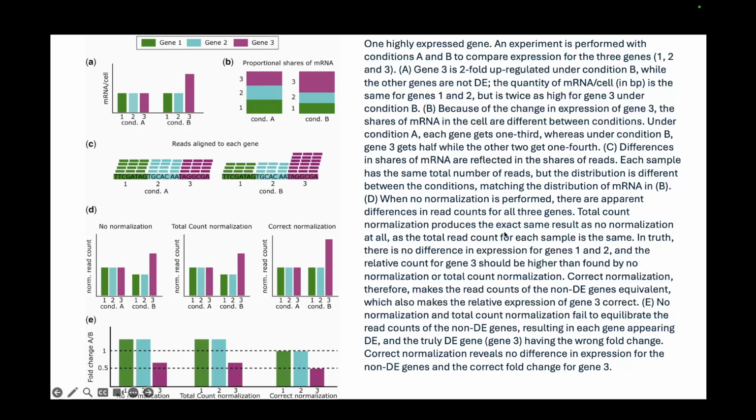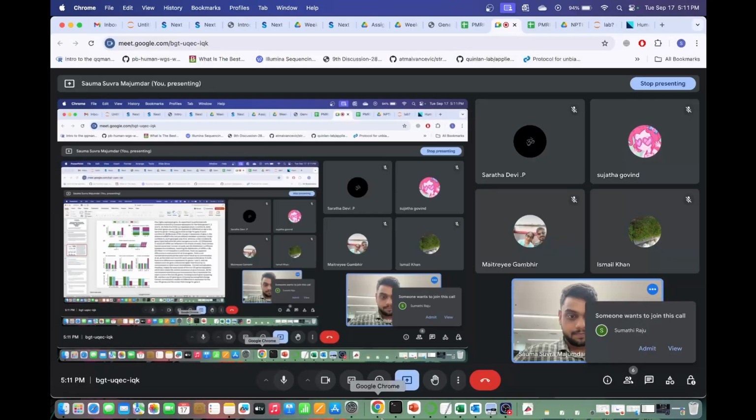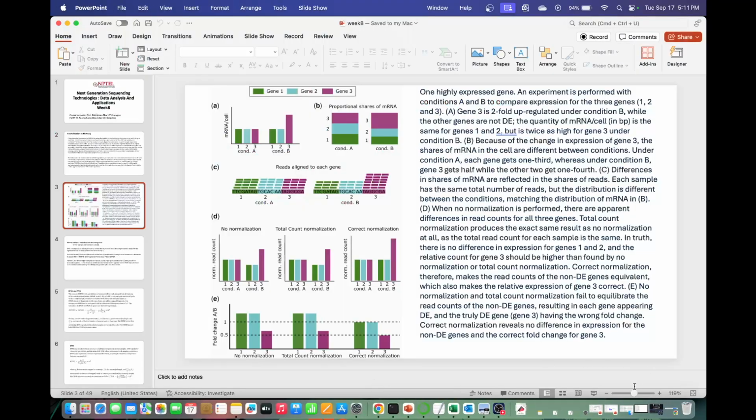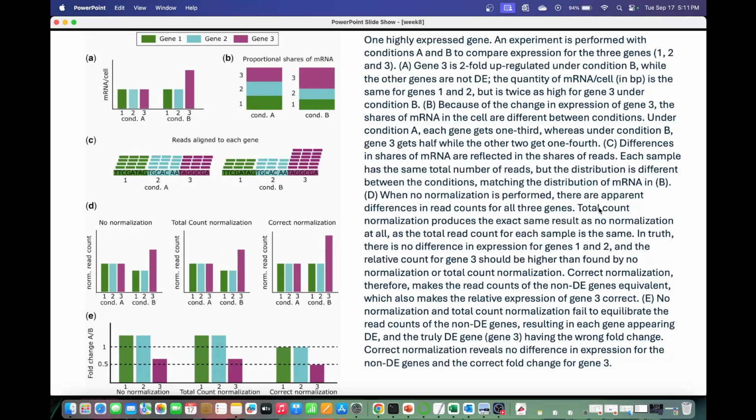Total count normalization produces the exact same result as no normalization at all. If you just divide by the total number of read counts, that also brings about differences in all three genes across the two conditions. Total count normalization produces the exact same result as no normalization at all, as the total read count for each sample is the same. In truth, there is no difference in expression of gene 1 and 2, and the relative count for gene 3 should be higher than found by no normalization or total count normalization. Correct normalization, therefore, makes the read counts of non-differentially expressed genes equivalent.